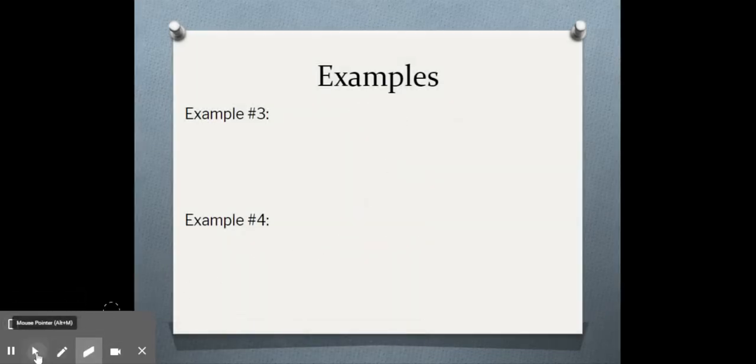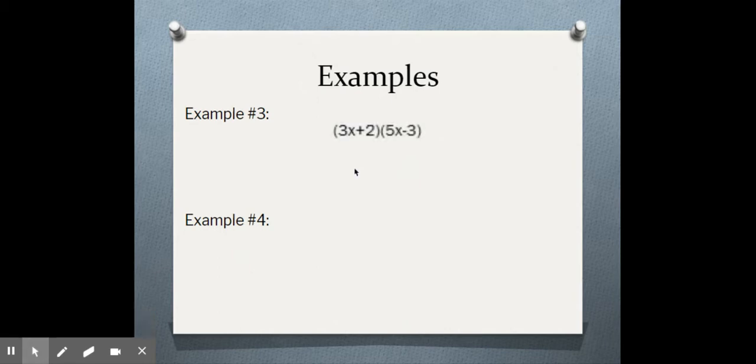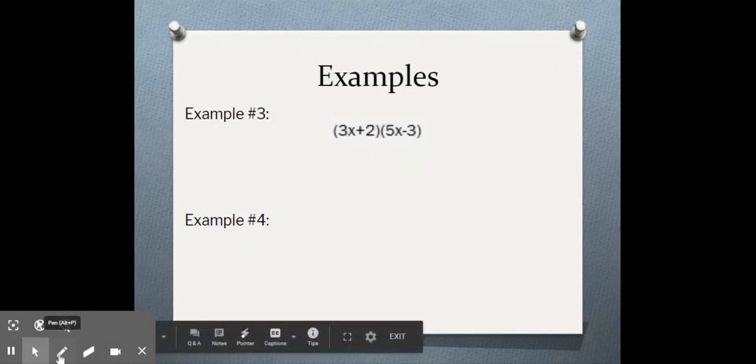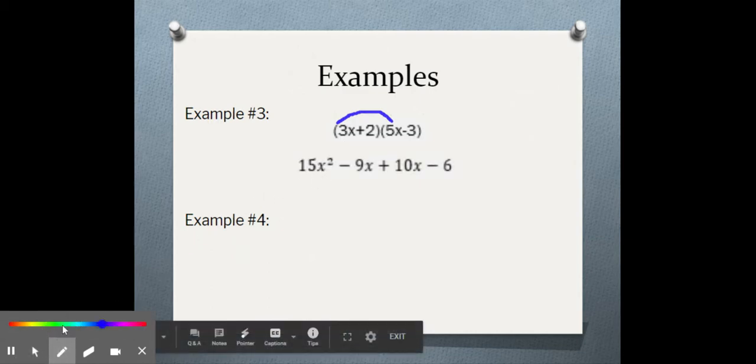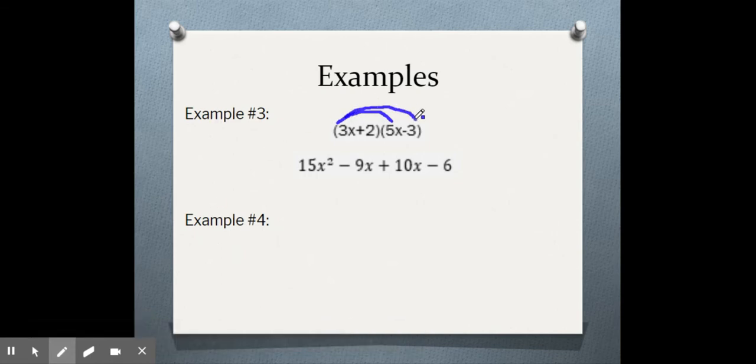For our last two examples, we have a binomial times a binomial. So we have 3x plus 2 times 5x minus 3. Notice how there's nothing in between those parentheses right there? That means we are multiplying. So I'm going to multiply that 3x times the 5x. It should be getting us our 15x squared. Then I'm going to multiply 3x times a negative 3, which would be a negative 9x. Then I'm going to do 2 times 5x, which is our 10x, and then 2 times negative 3, which is a negative 6. My last step here in our steps is to combine like terms.